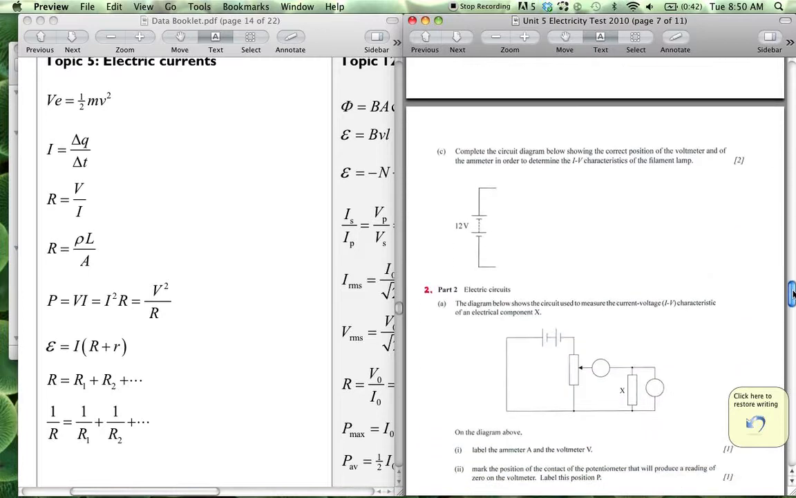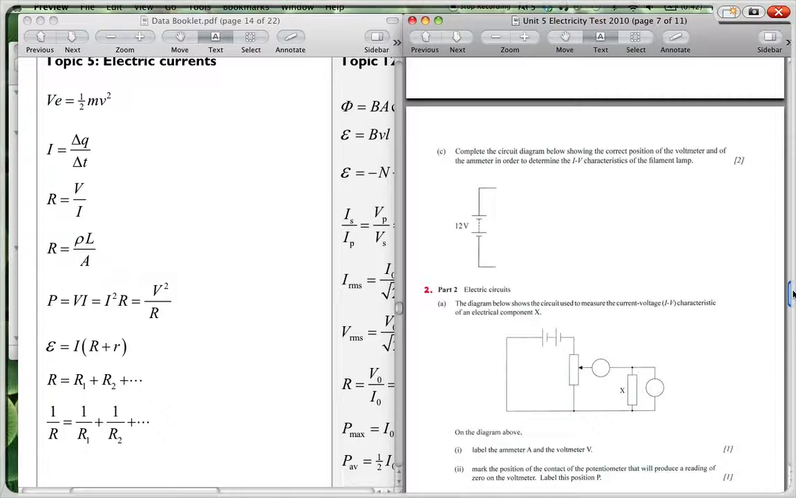Then it says complete the circuit below showing the correct position of the voltmeter and the ammeter in order to determine the IV characteristics of the filament lamp. So basically what was wrong in the previous one was the position of your ammeter and voltmeter. So you've got your variable resistor there like that.